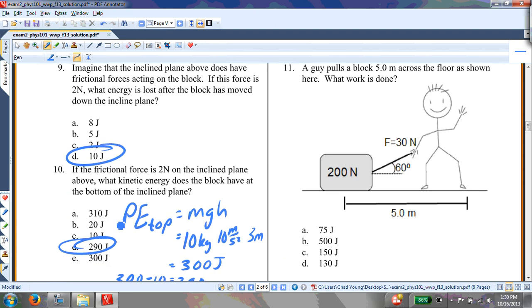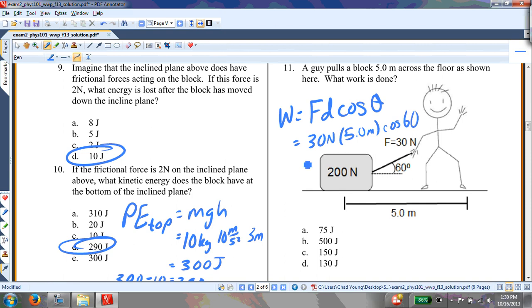11, a guy pulls a block 5 meters across the floor as shown. What is the work done? All right, well, work is just F d cosine theta. That's 30 newtons times 5 meters times cosine of 60. That's 150 times a half, which is 75 joules.